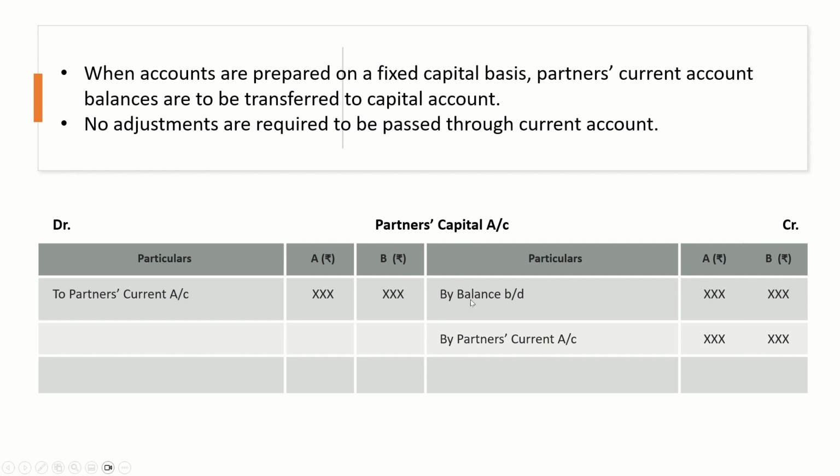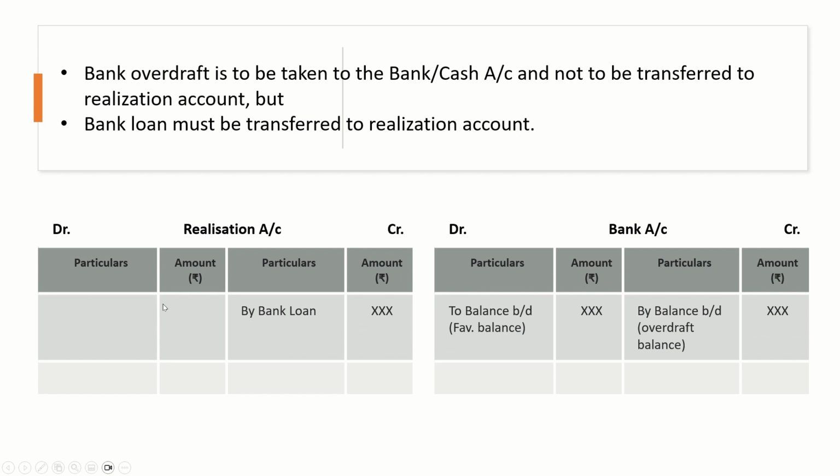So if the current account has a debit balance or credit balance, accordingly you transfer them here. That's why I've shown here both the sides. Any one of them, the relevant one will appear here, not both, for each partner.